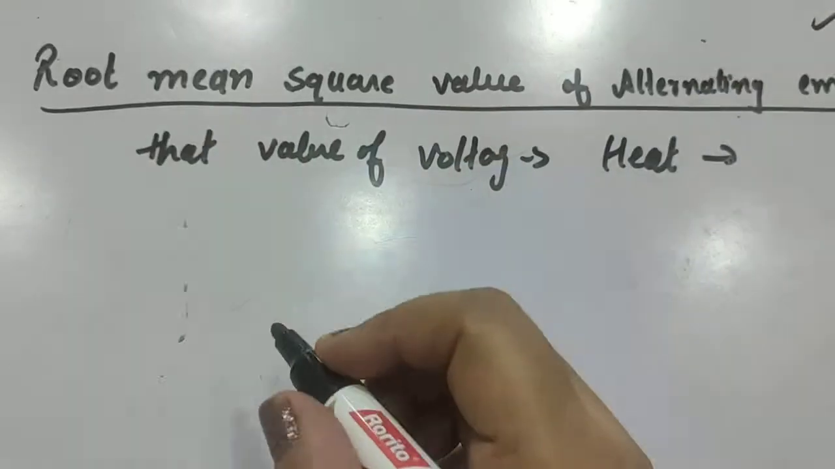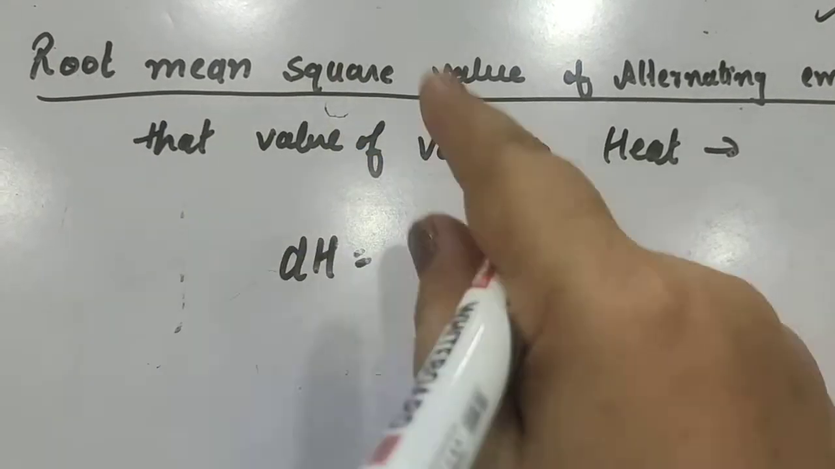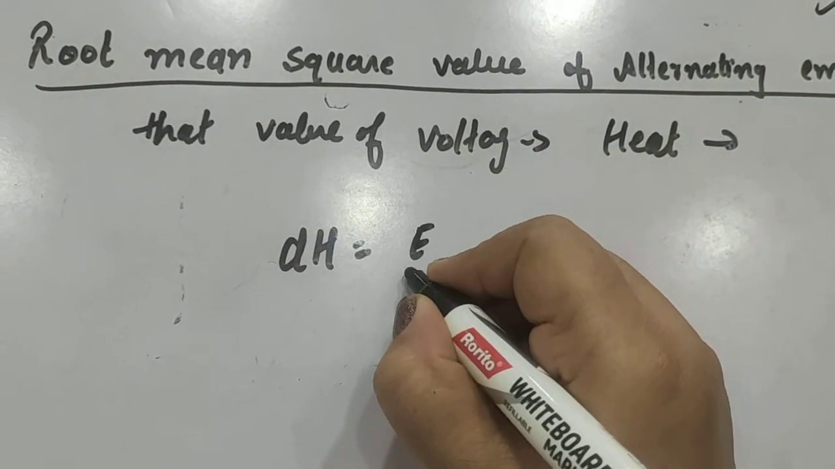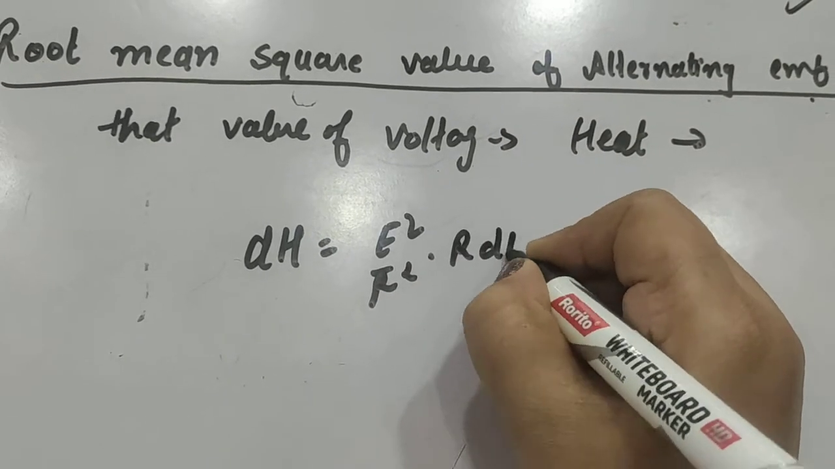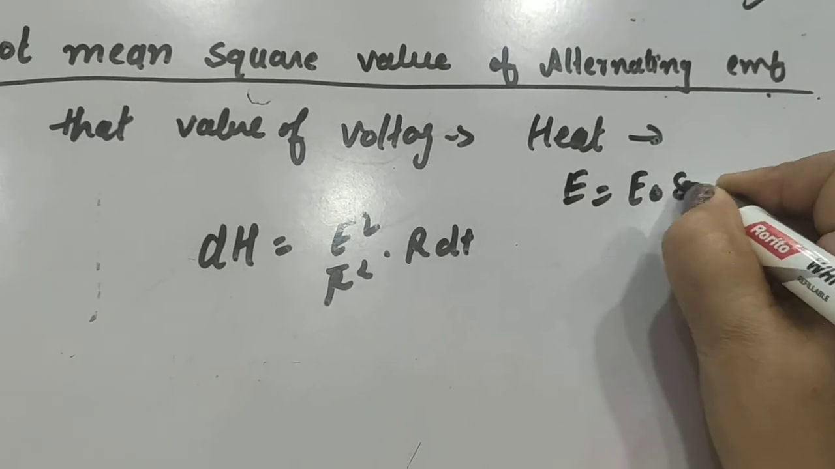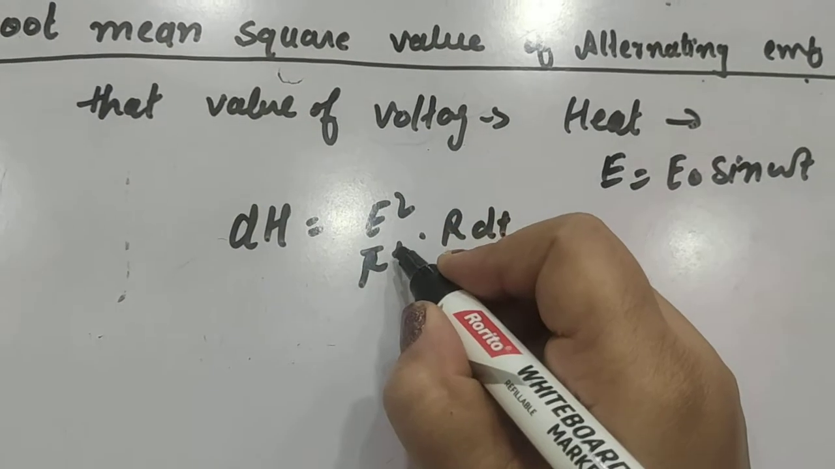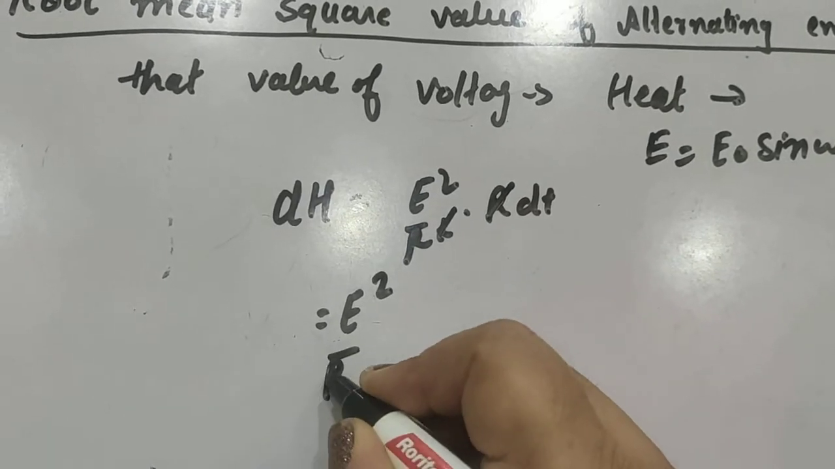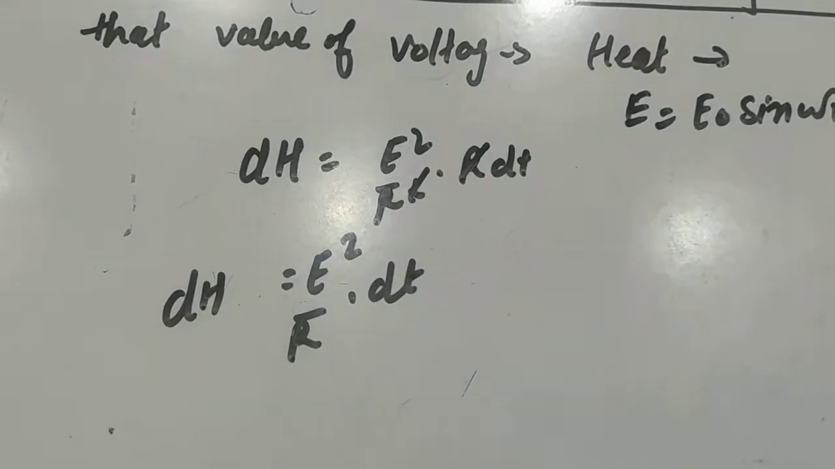Now the first step was dH. In the previous topic we took I square R dt, but in this case we will write (E by R) whole square, E square by R square into R dt. Now we know that E is equal to E naught sine omega t. We give it number 1, and cancelling R, we get E square by R into dt. This is the small amount of heat generated.